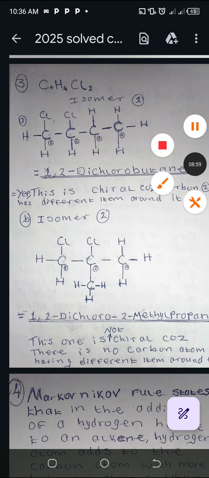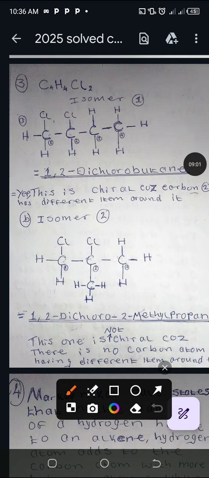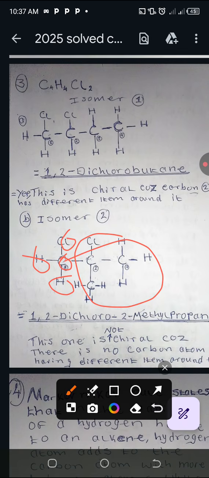Yeah, so let's come to the second one, this one. For this one, I started with the first carbon, carbon 1. Carbon 1 is surrounded by hydrogen, chlorine, hydrogen, and this structure. Now, when you check properly, this hydrogen and this hydrogen are the same atoms, right? So already we can skip this one. It's not giving us any sign of chirality. We go to the next carbon.